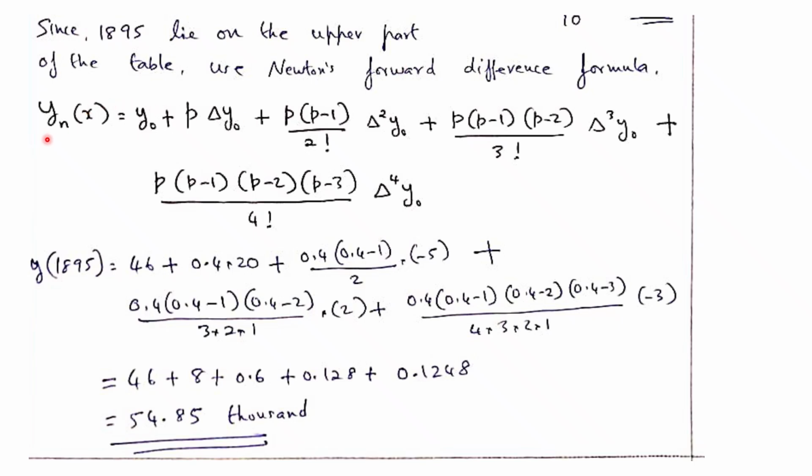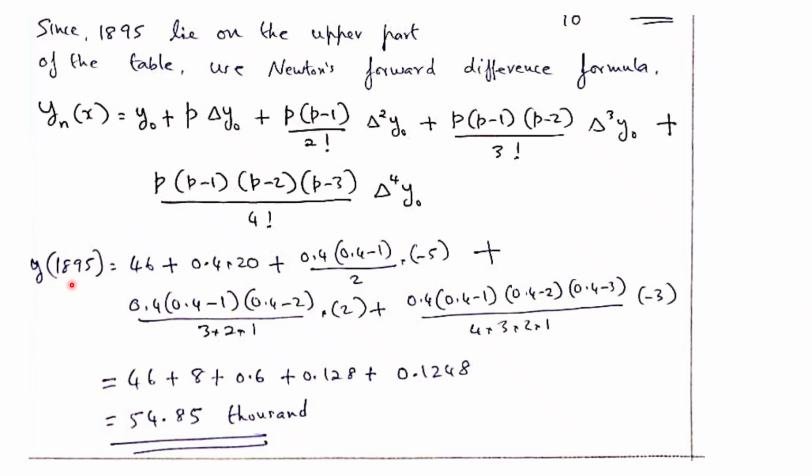So the formula is like this: yn of x is equal to y naught plus p into delta y naught plus p into p minus 1 by 2 factorial into delta square y naught plus p into p minus 1 into p minus 2 by 3 factorial into delta cube y naught plus p into p minus 1 into p minus 2 into p minus 3 by 4 factorial into delta to the power 4 y naught.